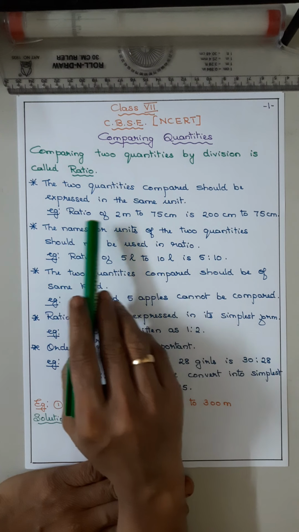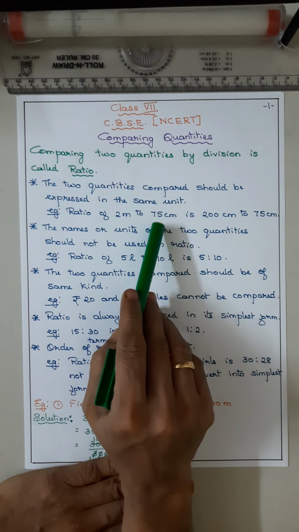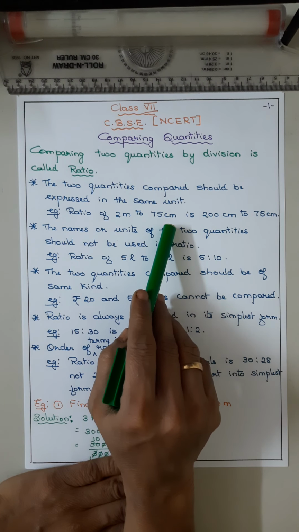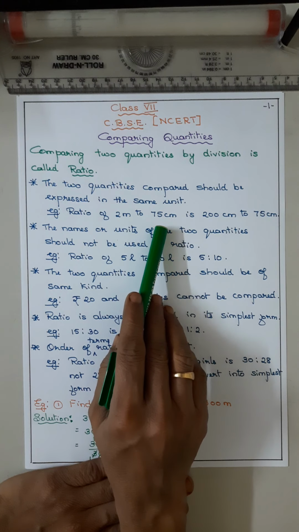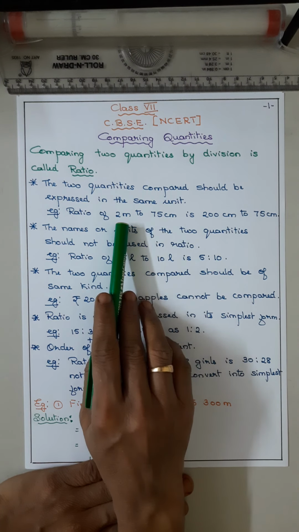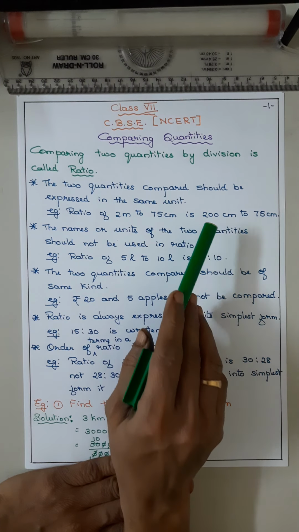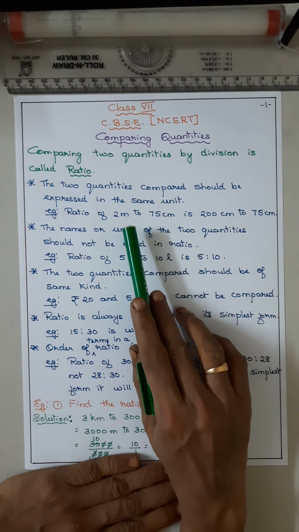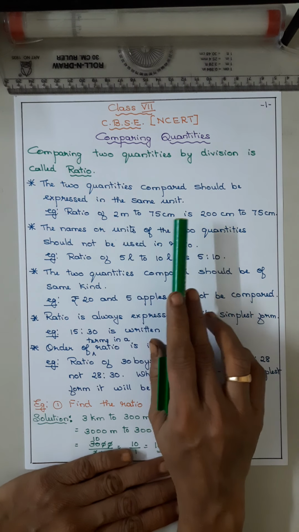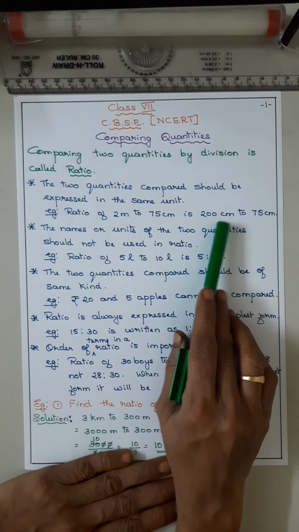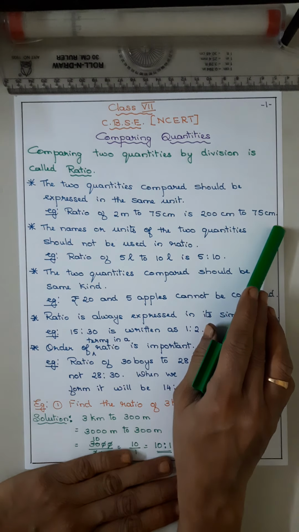How? Ratio of 2 meter to 75 centimeter. This is in meter, this is in centimeter. So convert meter into centimeter, then compare. So 2 meter can be written as 200 centimeter to 75 centimeter.